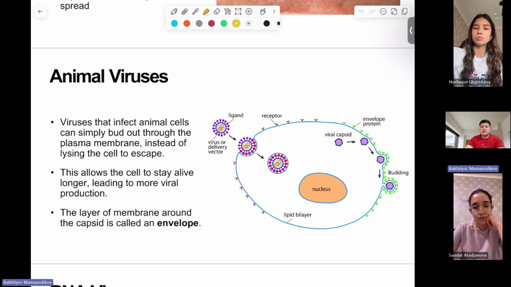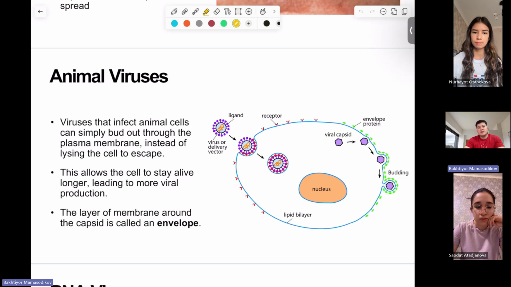So these viruses, animal viruses, are viruses that infect the animal cells in your body. Think of them as tiny invaders trying to make copies of themselves inside of you. Normally some viruses burst the cell open. This is called lysis. They're going to lyse the cell and go outside to escape. Do you remember this process, lysis?